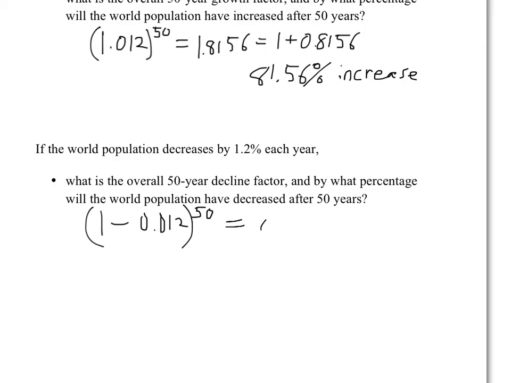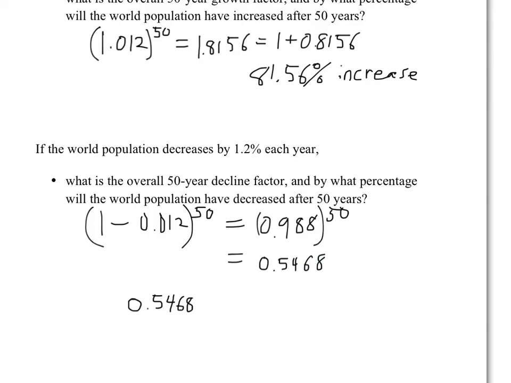So that's 0.988 raised to the 50th power. This overall decline factor turns out to equal 0.5468. That's for the full 50 years. Just as in the tuition example from earlier, we have to be careful to understand that this 0.5468, or 54.68%, does not mean the population will have decreased by 54.68%, but rather that the remaining population will be only 54.68% of the original.